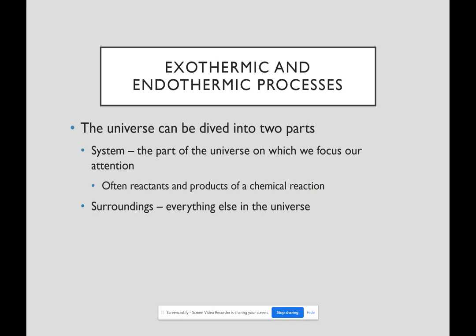The universe can be divided into two parts, the system and the surroundings. The system is the part of the universe on which you are focusing your attention. It's where the action is happening. So if salt is dissolving in water, the system is salt because it's dissolving. If water is boiling, the system is water because it's boiling. So it's whatever's doing the action. That's your system. In chemistry, the system is oftentimes the reactants and products in a chemical reaction. The surroundings is everything else in the entire universe.